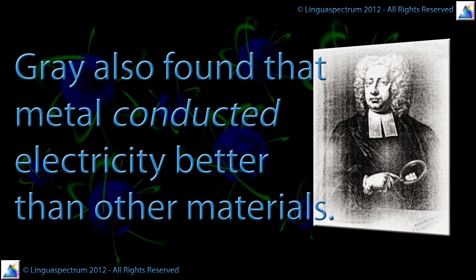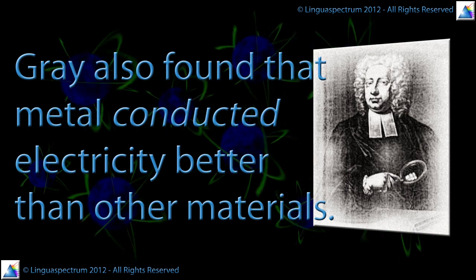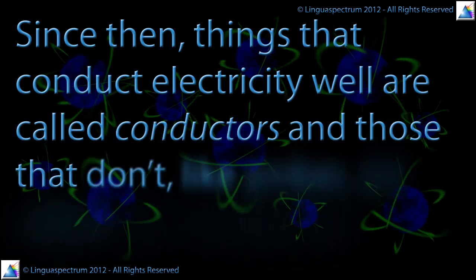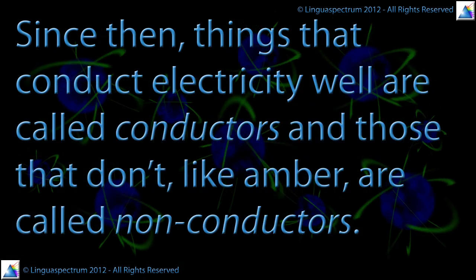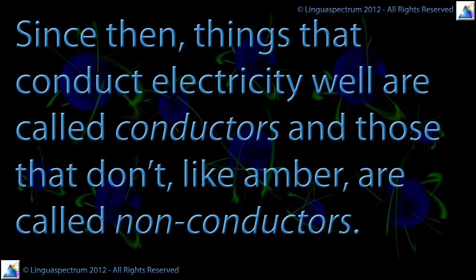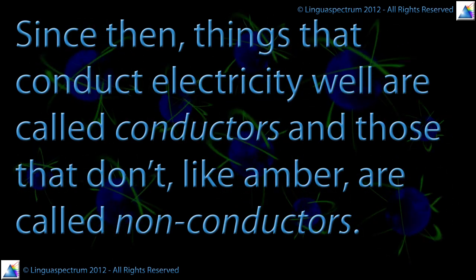Gray also found that metal conducted electricity better than other materials. Since then, things that conduct electricity well are called conductors, and those that don't, like amber, are called non-conductors.